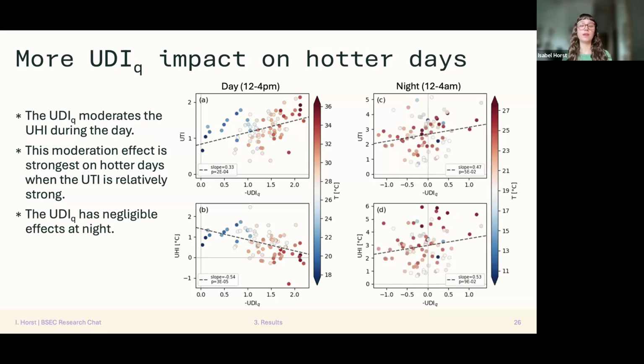Now, looking at the nighttime, there is some evidence that nighttime heat exposures might be where health impacts are felt the most. And at night, the absolute dry island is essentially zero. And so it has very negligible effects on driving any difference between the UTI and the UHI. So this is all to say that if you care about daytime heat exposure in the summer on really hot days, humidity is going to matter a lot, and it might really change the spatial variation in temperature or in heat index across the city. But if you care about nighttime exposure, you probably don't need to worry about humidity too much.